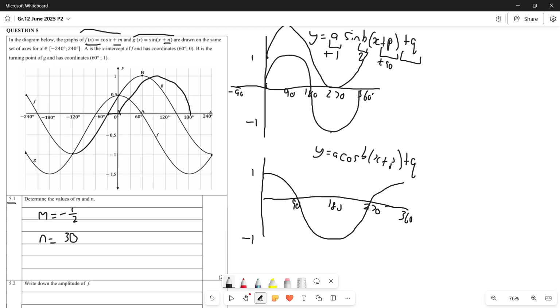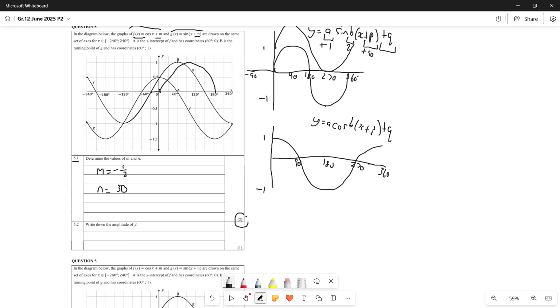This p always works backwards. Once again, like we were talking about, if we are shifting it to the left, it is a positive value. If we are shifting it to the right, it is a negative value, which means our m is negative a half and our n equals 30. So we've just earned 2 marks over there.